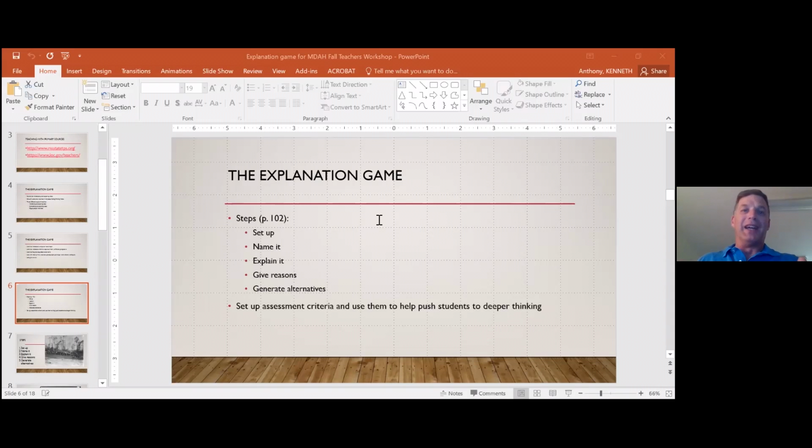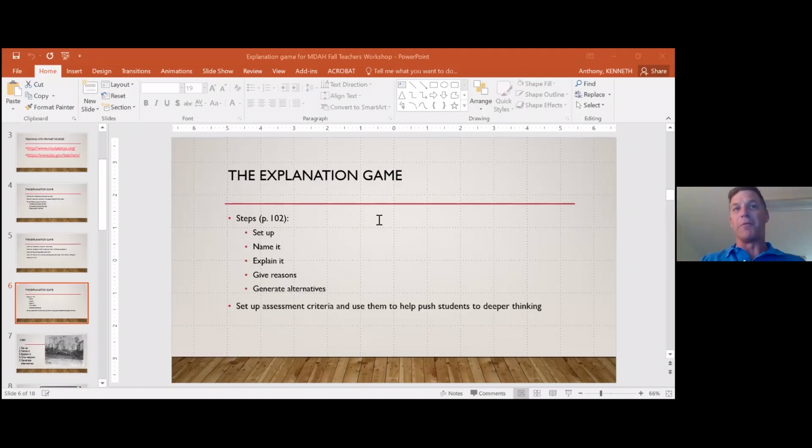The final thing, maybe prior to that, is to come up with some assessment criteria to help push students to deeper thinking. One of the assessment criteria is just the fluency and their ability to observe and to name the different things that are actually in the image. Because when I've done this with students, whether they're college students or elementary, middle school students, a lot of times they want to name a few things and then go straight to explain it. You need to hold them back and say, no, let's name as much as we can see, because the more things we name, the more things we see, the more likely we are to come up with a quality explanation.